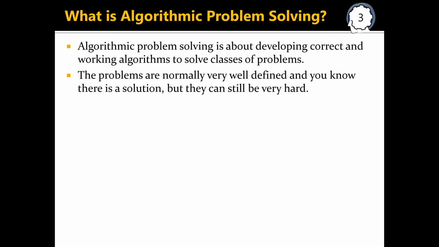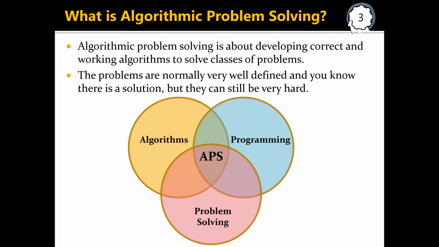In order to actually make this achievable, it means that we are working with a specific type of problems, namely those that are very well defined. So all the bounds are known in advance. We know exactly how large these problems can be. And we also can assume that there actually is a solution. We are not trying to solve problems which are unsolvable. But of course, it can still be very hard.